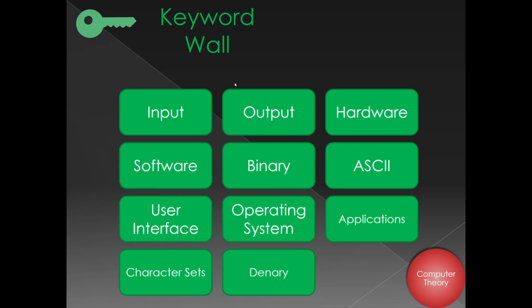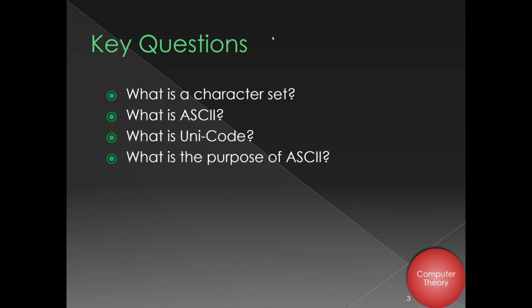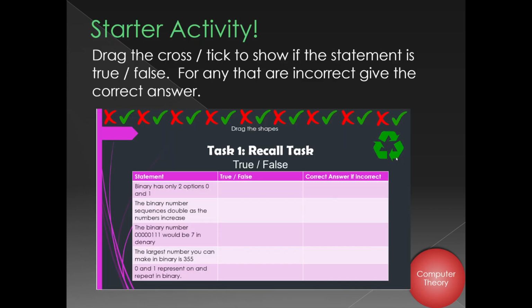So we've obviously got our keyword wall that we've been working through in our lessons. The key questions for today's lesson are: what is a character set? What is ASCII? What is Unicode? And what is the purpose of ASCII? By the end of this lesson, we're going to be able to answer these to the best of our abilities. So your first task is going to be to find this slide in your workbook.